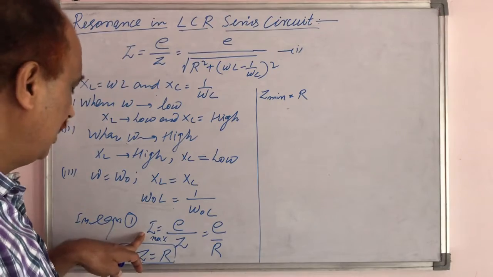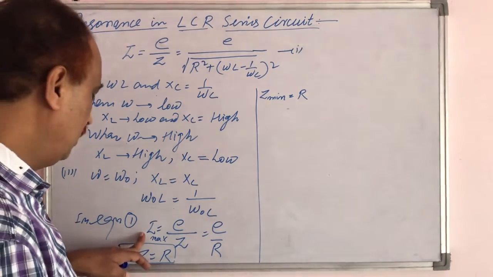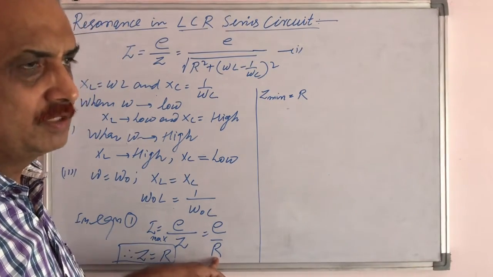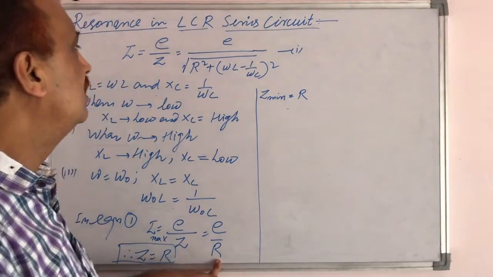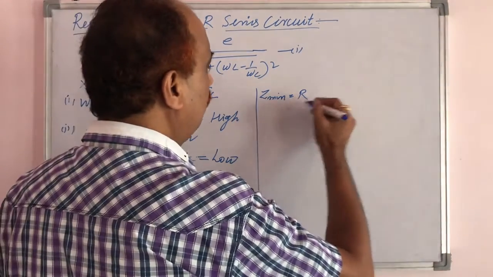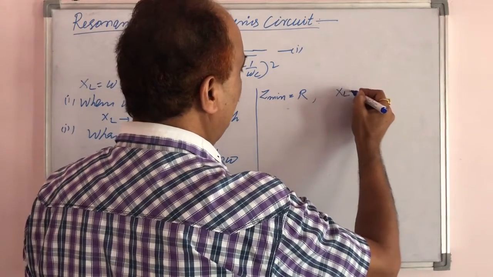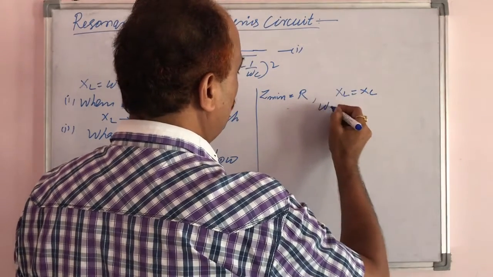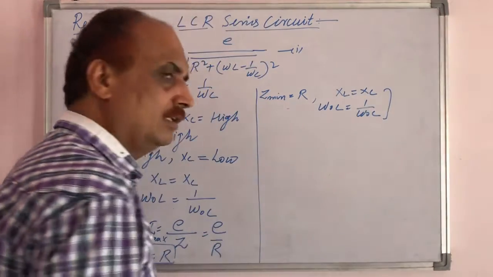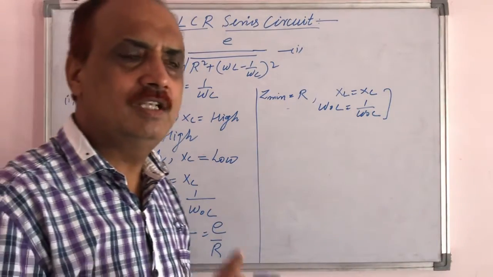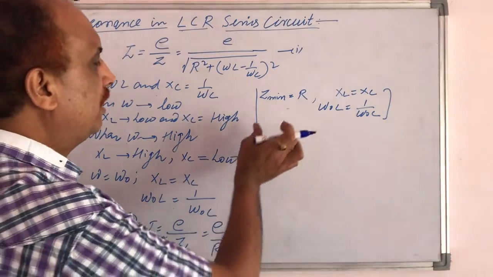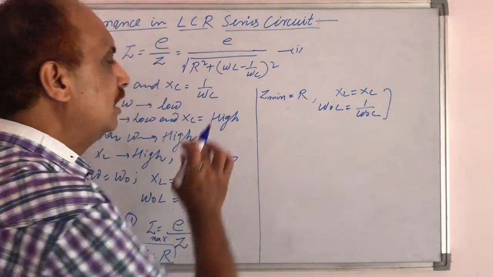So IRMS, the root mean square value of current, will be maximum because a low resistance, meaning low impedance, is acting in the LCR series circuit. In that situation, when Z is minimum and equal to R, XL equals XC, therefore omega naught L equals 1 upon omega naught C. This is the condition for resonance in the LCR series circuit, in which the maximum current flows by acting the minimum impedance in the circuit.